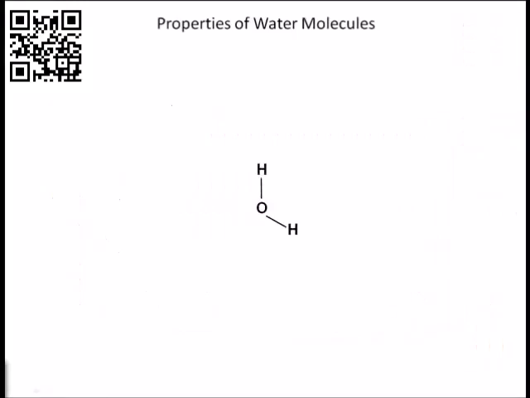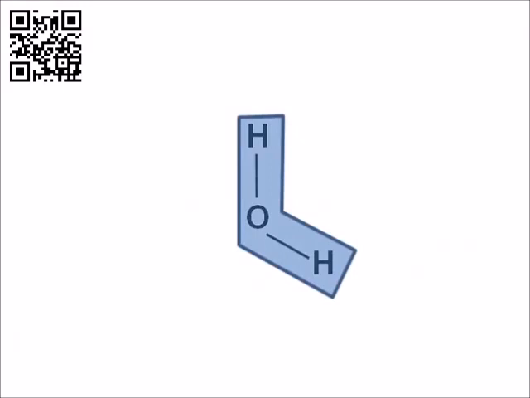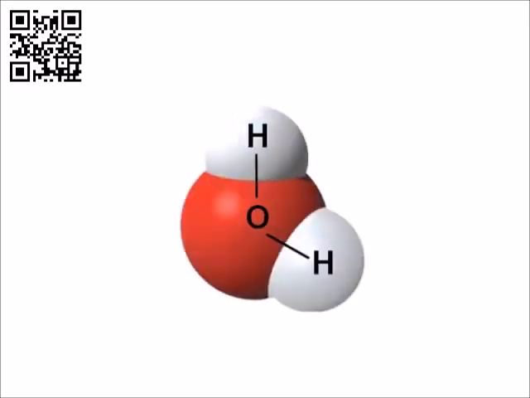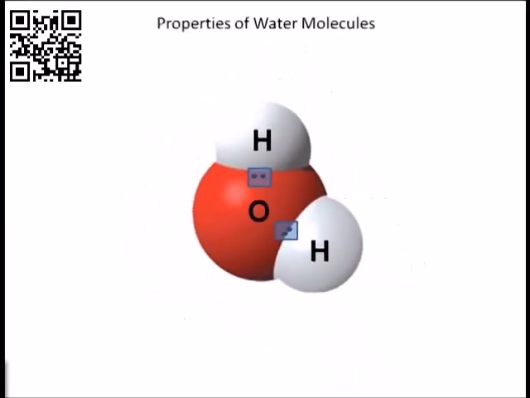A single water molecule is made up of one oxygen and two hydrogens, and they are arranged in the shape of a V, as shown here. The hydrogens are covalently bonded to the oxygen, which means they share a pair of electrons between them.